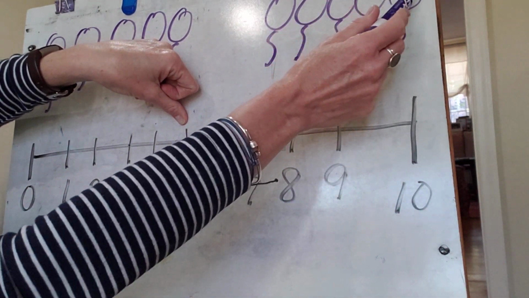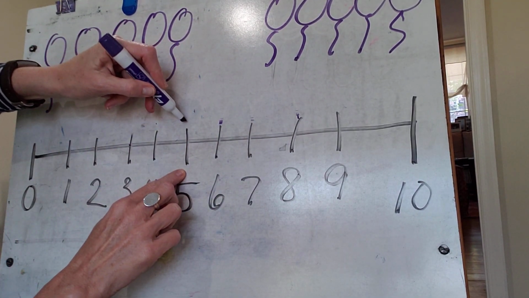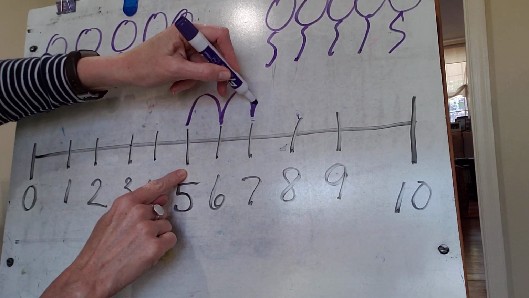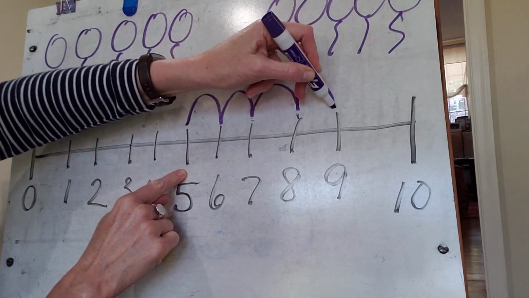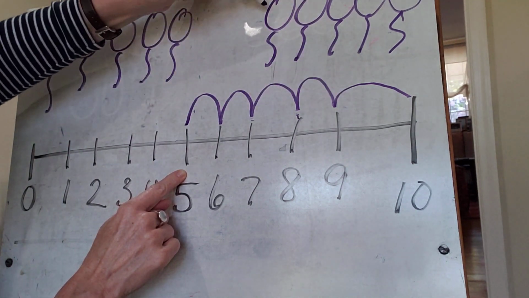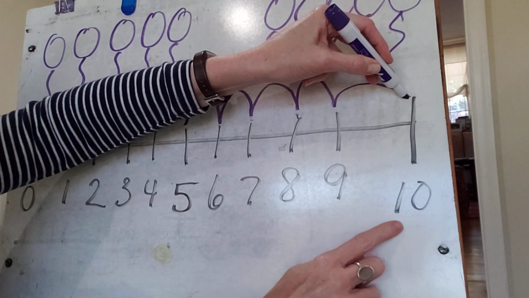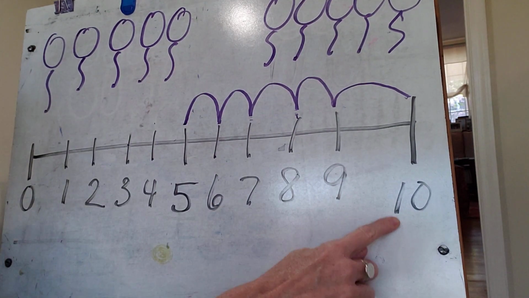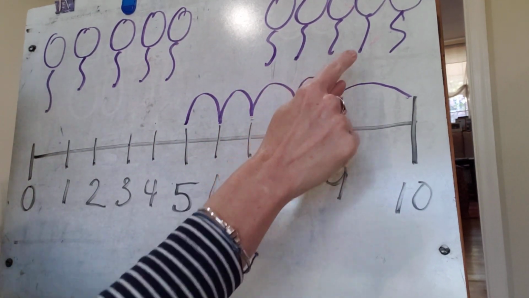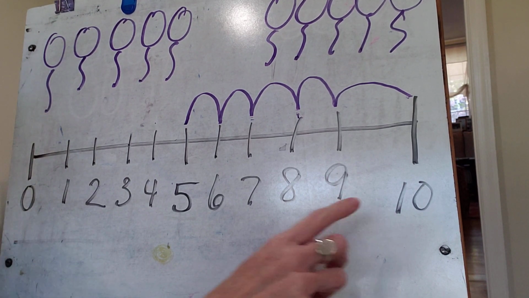How many balloons did my friend have? They had 5. So how many hops do I need to take? I need to take 5. 1, 2, 3, 4, 5. When I took 5 hops for each of my friend's 5 balloons, what number did I land on? I landed on the 10, okay? So if I have 5 balloons and my friend has 5 balloons, how many balloons do we have all together? We have 10. Very good.